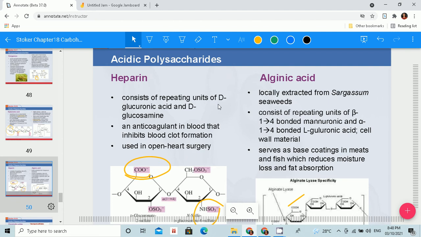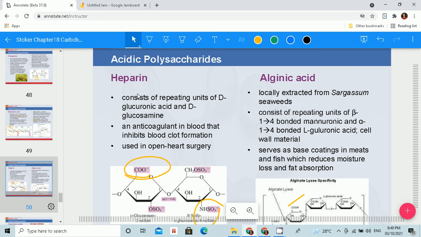Okay, and it acts as an anticoagulant in blood, and it inhibits blood clot formation. It is used in open heart surgery, so we use heparin if we have the surgery, because it's an anticoagulant in blood. It inhibits blood clot formation, so that the blood does not clot during your surgery.